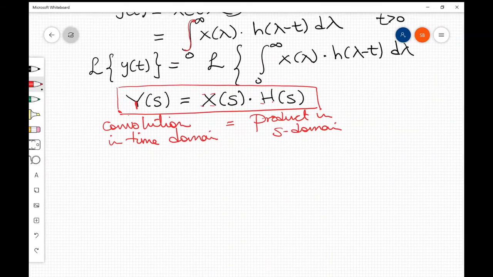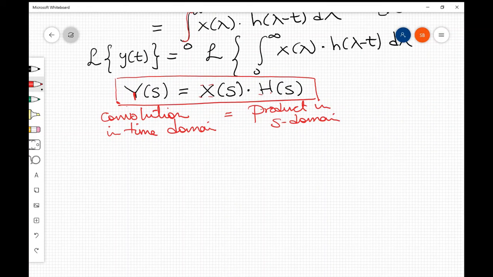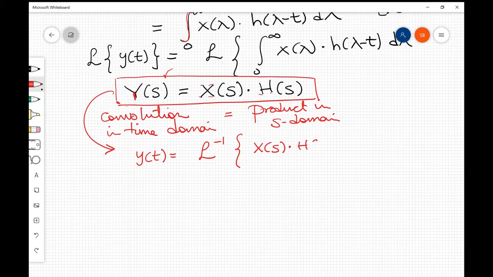So in that case, from this relationship we know that y(t) is equal to the inverse Laplace of X(s) multiplied by H(s). So as long as we can compute the inverse Laplace transform of the product of the two, then we do not necessarily have to pass through all that integration.